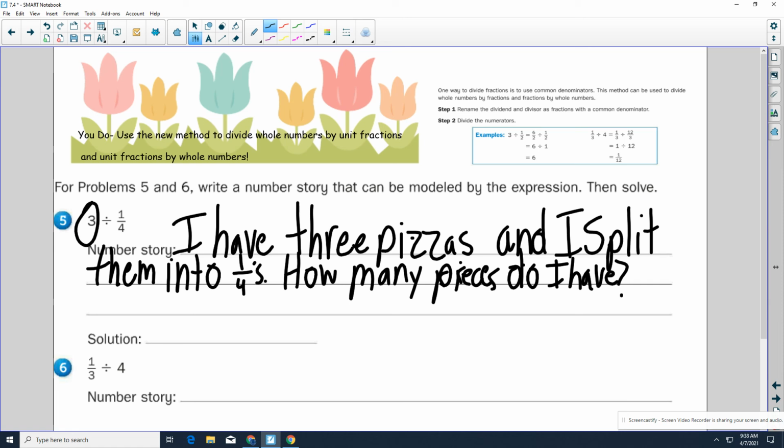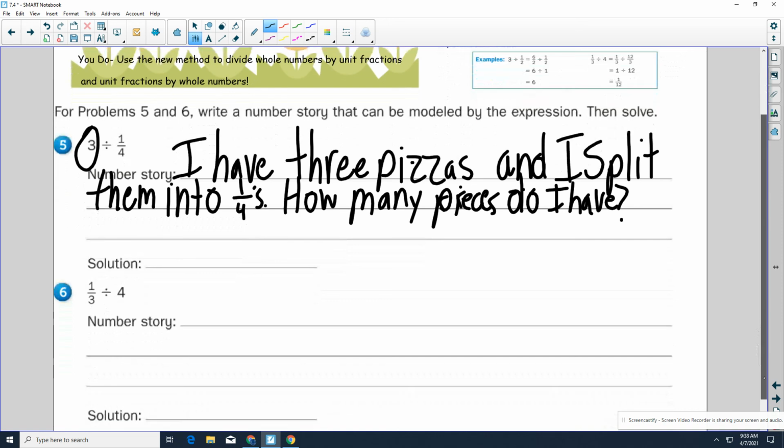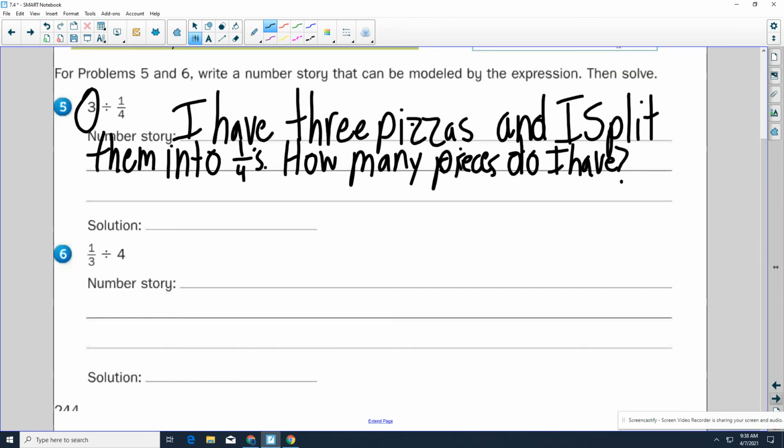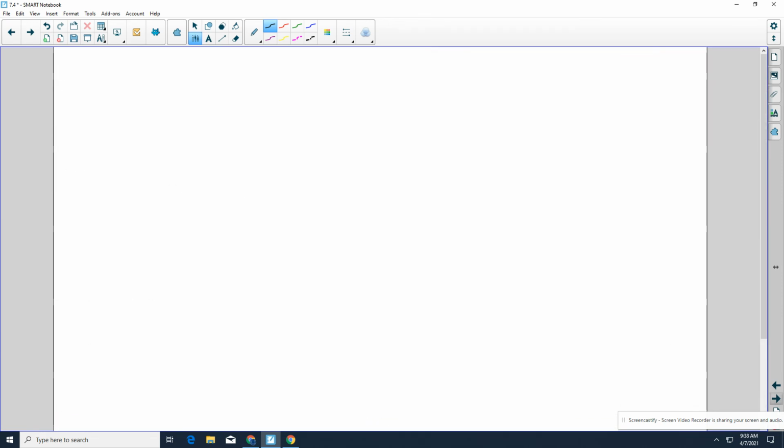On the next one, you have 1/3 of something. You want to split it into 4. So maybe I say I have 1/3 of a pizza left, and I divide it among 4 people. How many pieces does each person get? Again, don't copy mine, but that's just an example. Something for you to think about there.